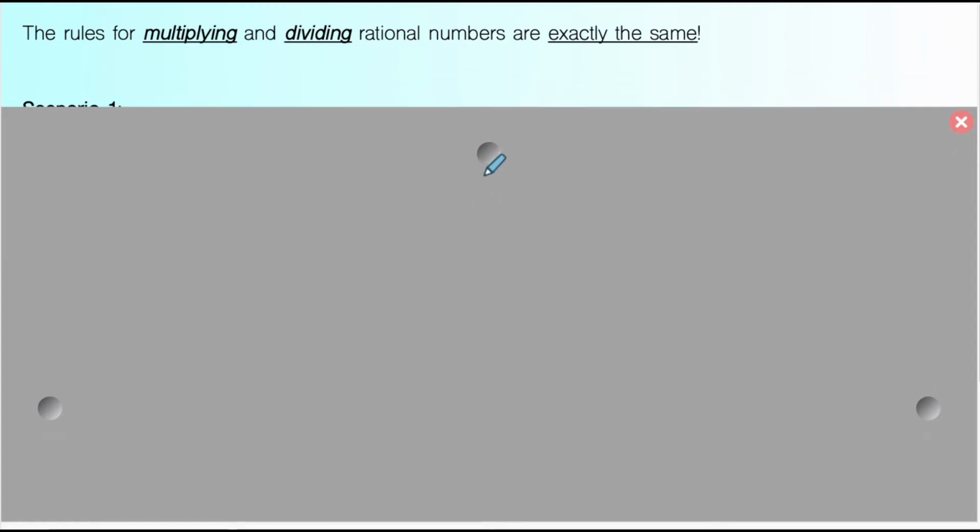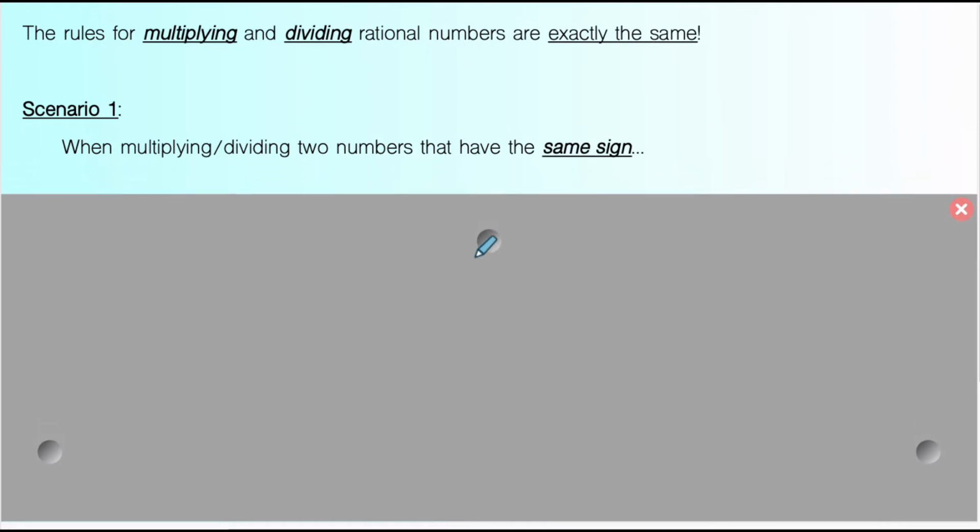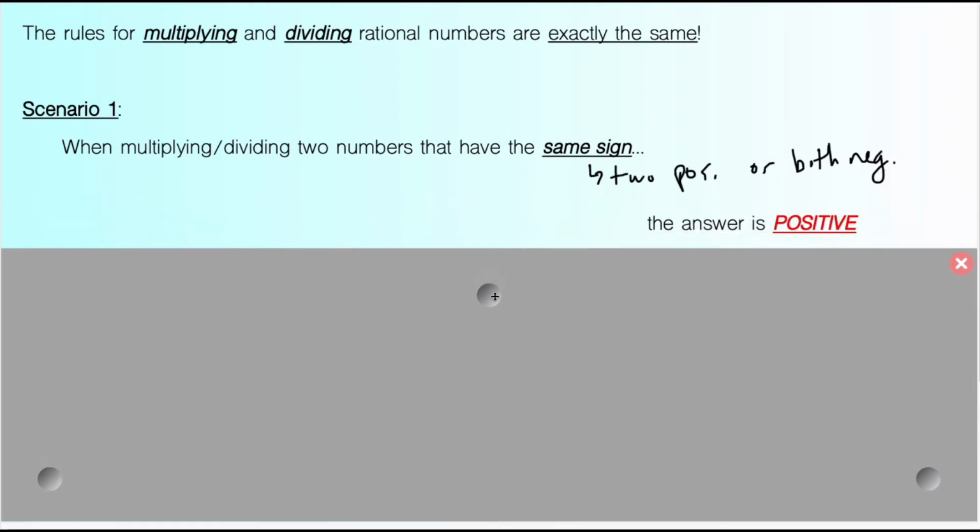The first scenario that we're going to look at is when you multiply or divide two numbers that have the same sign. And when I say have the same sign, I mean both of them are positives, or both of them are negatives. When you multiply or divide numbers that have the exact same sign, then the rule is your answer, your product or quotient, is going to be positive no matter what.